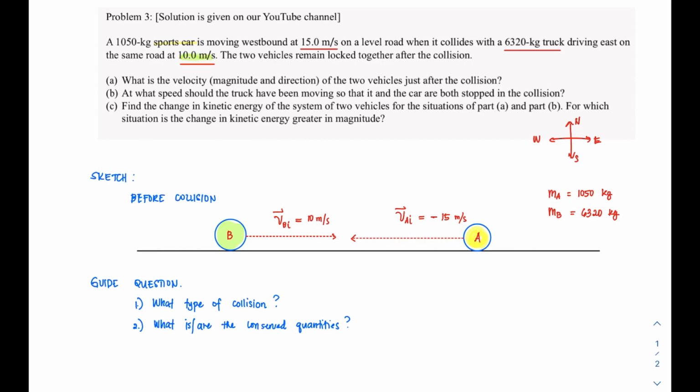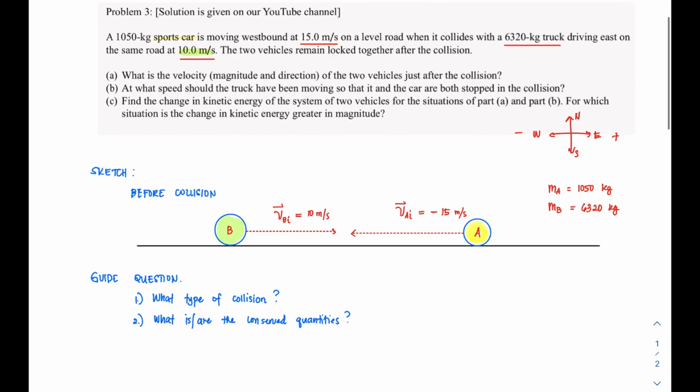So it's a matter of labeling which one is A, which one is B, so that you won't be confused at the end. Now also you have to take note that since the truck moves towards the east, it has a positive sign, and the sports car moves towards the west, so it must have a negative sign. Otherwise, if you have not indicated that properly, you will not arrive at the correct answer.